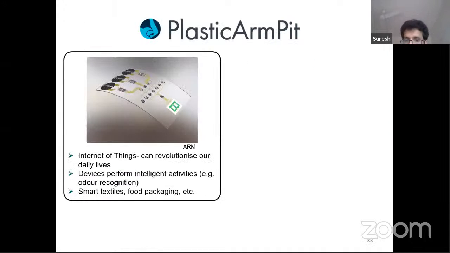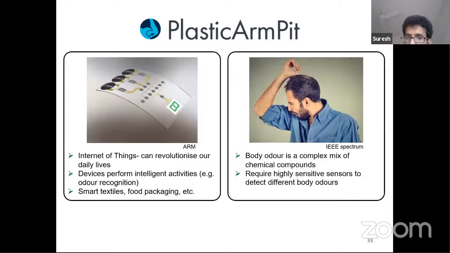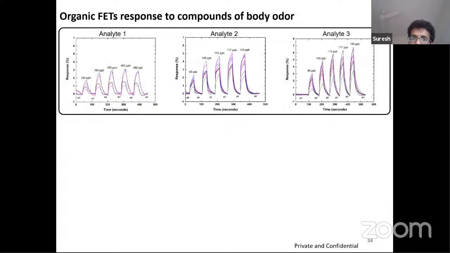Another one is I also worked on the plastic compete project. In this project, the concept is to detect the odor coming out of the human body. For that also I used organic transistors, because the human body produces very smelly fatty acid compounds. These fatty acids have to be detected using organic sensors. So I detected 3 different analyte molecules, and all these sensors can detect all 3 analyte molecules.